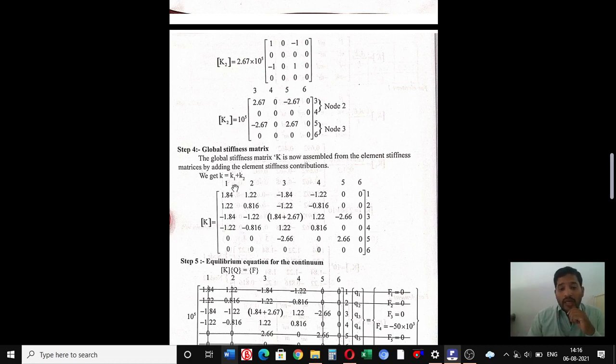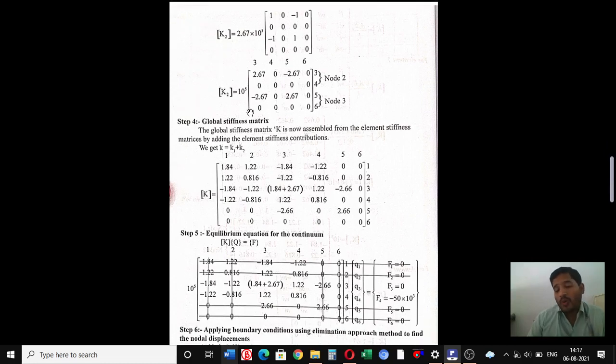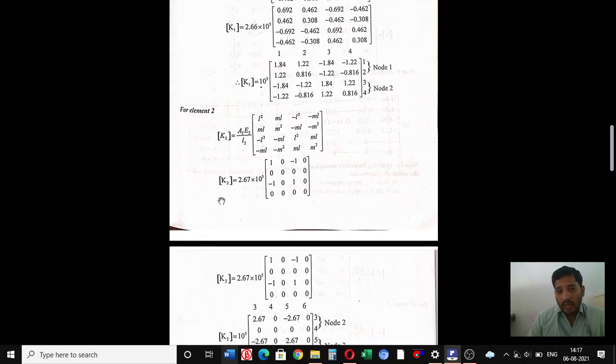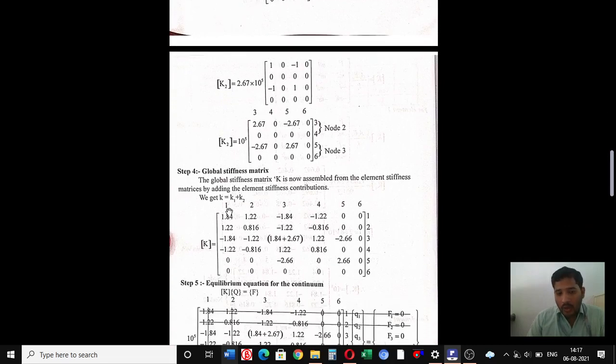So which ones are there? K1, the first elemental stiffness matrix, plus K2, the second elemental stiffness matrix. K, the global stiffness matrix, is equal to the first elemental stiffness matrix plus the second elemental stiffness matrix. Okay, so how many nodes do we have here? 1, 2, 3, 4, 5 and 6. So you have to repeat 1, 2, 3, 4, 5, 6 in the row as well as in the vertical.